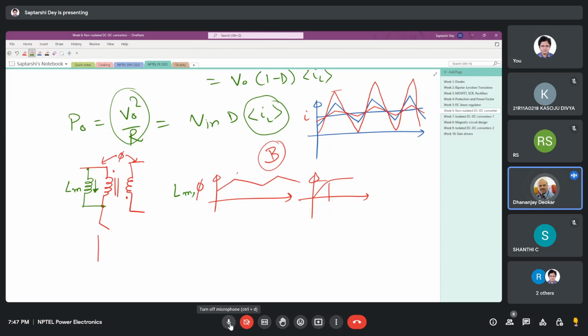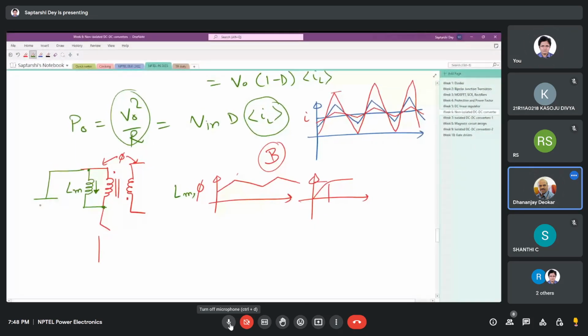The load will decide how much the primary current is going to flow, and that is in the off period. That is the difference between a coupled inductor and a regular transformer, where power flows differently. In this case, the operation is like this.